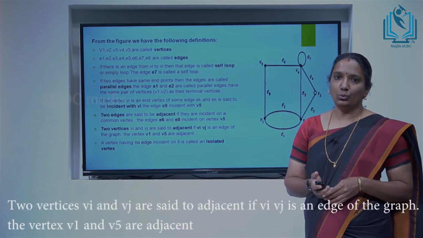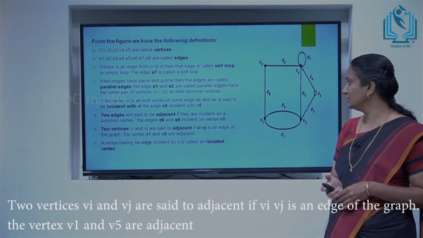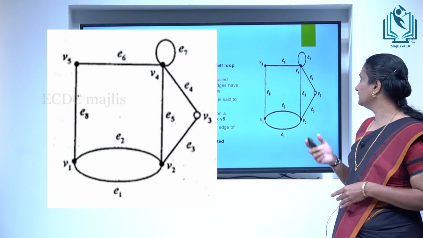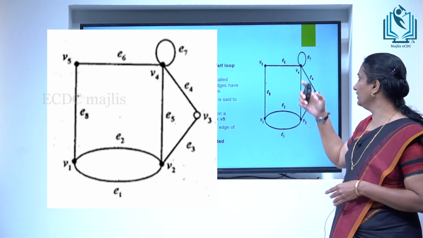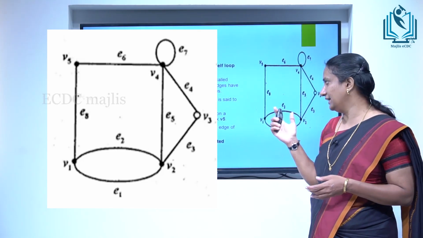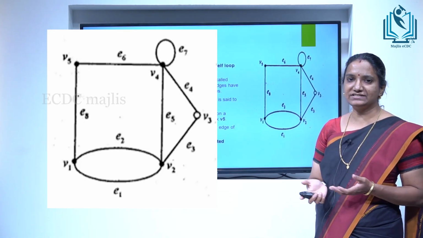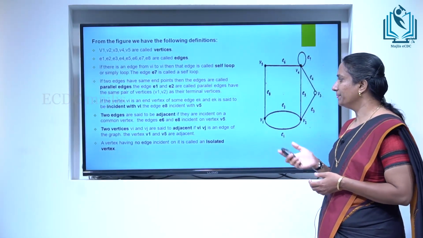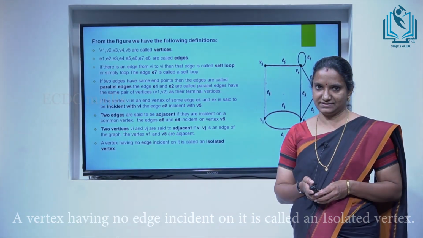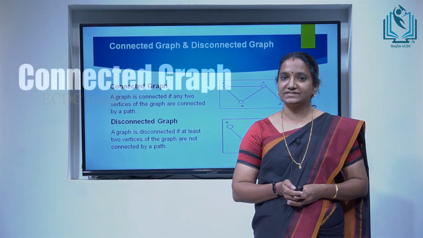Next, two vertices Vi and Vj are said to be adjacent if ViVj is an edge in the graph. The vertices V1 and V5 are considered adjacent vertices in this graph. We can also take another pair, that is V5 and V4. They are also adjacent vertices. And next, a vertex that has no edge is called an isolated vertex. Next, connected and disconnected graph. First, what is a connected graph?